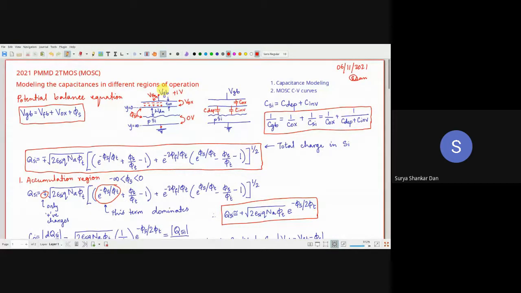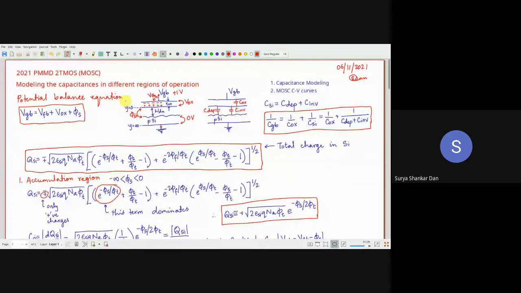Correct? So if you are thinking about the total drops of the VGB, how is this VGB distributed inside the MOS? First one, VFB, zero error kind of. Second one, the voltage drop due to the dipoles. Third one, phi SI, which is the drop inside the silicon, inside the depletion region only. Okay, so this is about the charge distribution as well as the voltage distribution. That's usually called the potential balance equation.